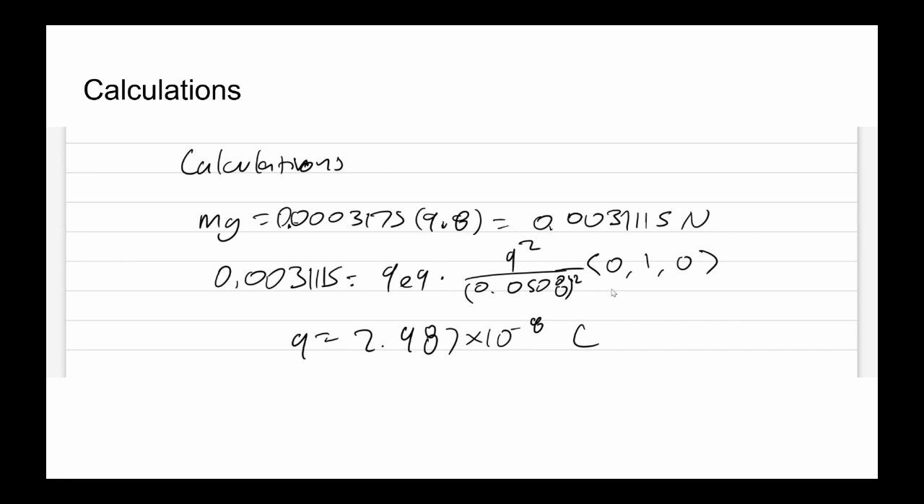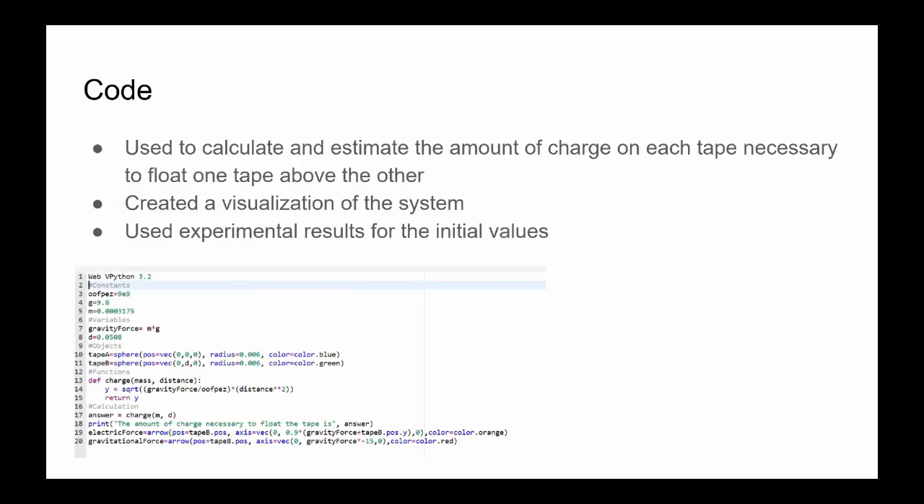So as you can see, here's the mg, so mass times gravity, and we set that equal to the electric force. So the K constant times Q squared, since we said both pieces of tape have the same net charge, over the distance between them squared, times the unit vector 0, 1, 0, because one tape is directly above the other. By solving this for Q, you find that approximately the amount of charge on one piece of tape to get them to float is 2.987 times 10 to the negative 8 coulombs.